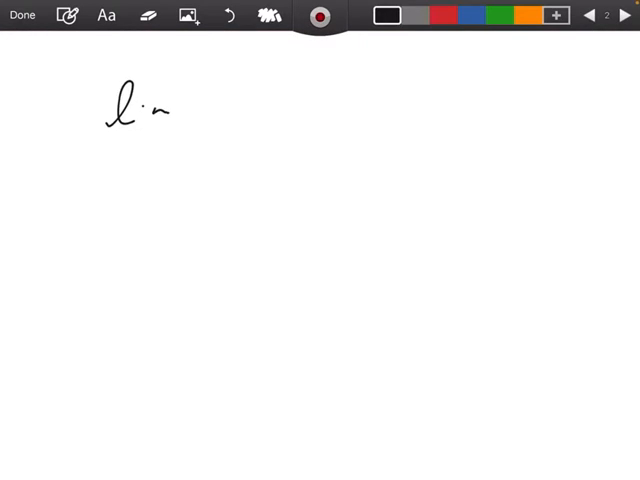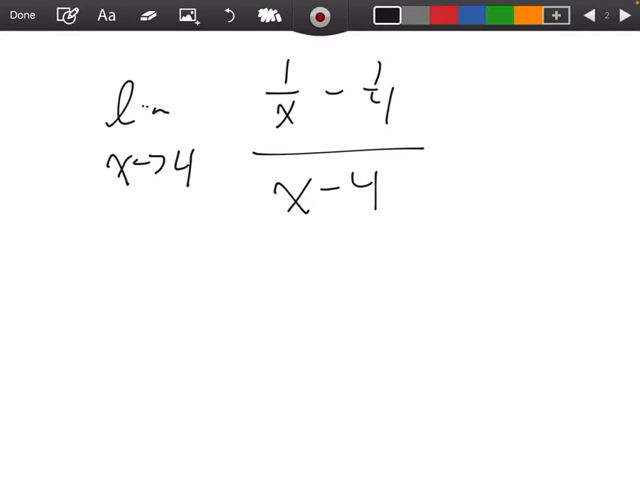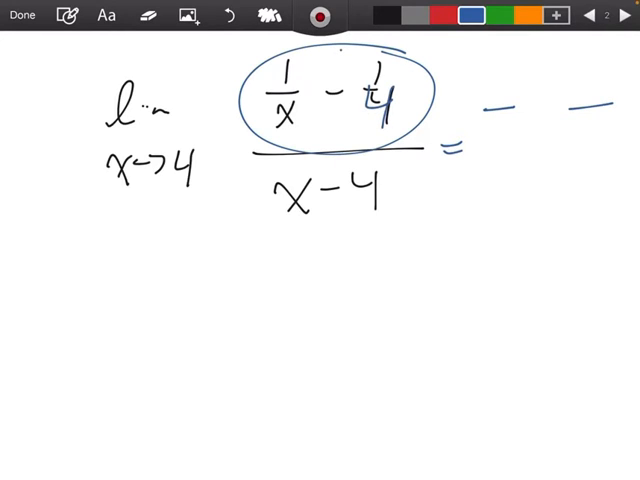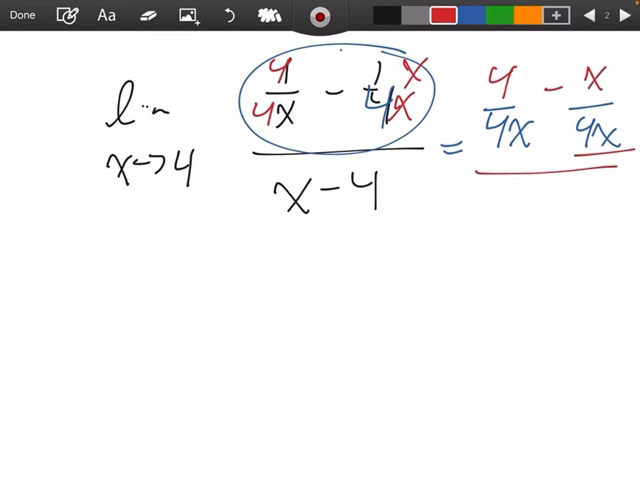So we're going to take the limit as x approaches 4 of 1 over x minus 1 over 4 all over x minus 4. Okay, so the first thing I want to do here, y'all, is simplify this complex fraction. Between x and 4, our common denominator is going to be 4x. Put a 4x here and a 4x here. And we can say, hey, look, we were missing the 4 here, so we're going to put a 4 right there. And from this piece, we were missing the x, so we're going to put an x right here, all over our x minus 4.